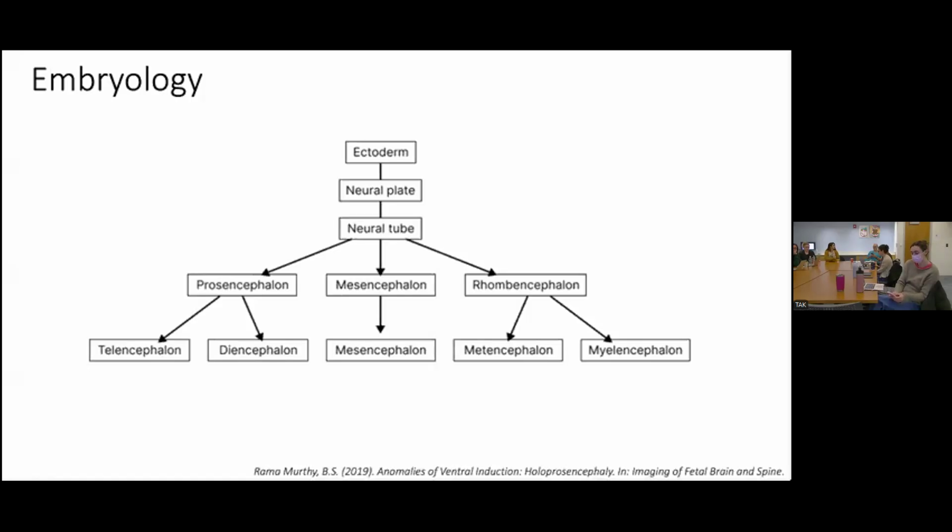So next we'll go over some embryology to better understand how this anomaly occurs. In normal development, the ectodermal cells give rise to the neural folds, and the neural folds develop, then fuse, which creates the neural tube. This typically occurs during the third embryonic week. The neural tube then gives rise to prosencephalon, mesencephalon, and rhomboencephalon, which then give rise to different portions of the brain.